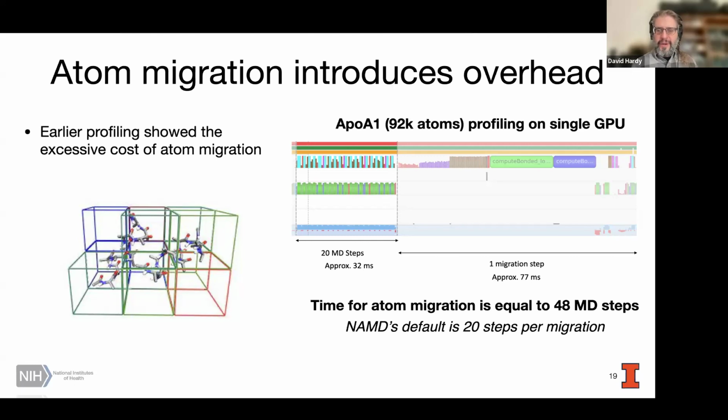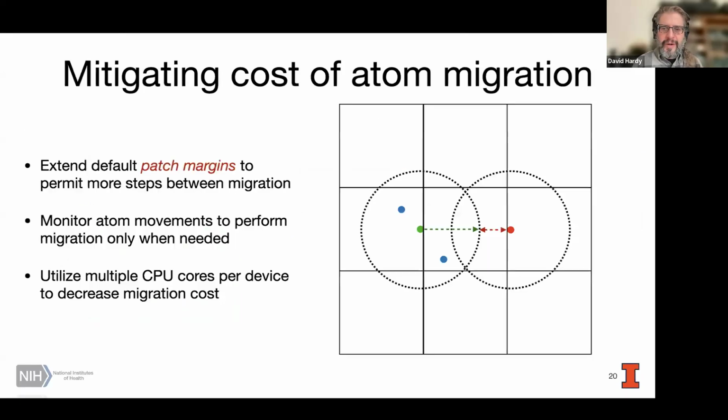And so we saw early on that we're really being held back by the fact that we need to do this atom migration. NAMD's default parameter at the time was 20 steps for every atom migration, but the atom migration time was equal to 48 steps. And so we were kind of in a quandary there.